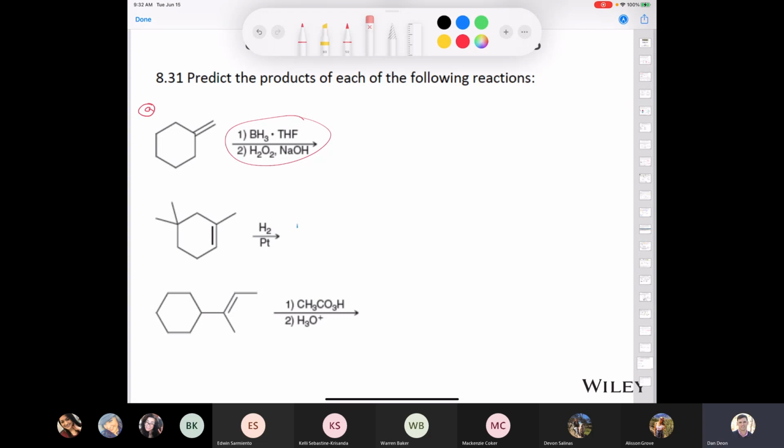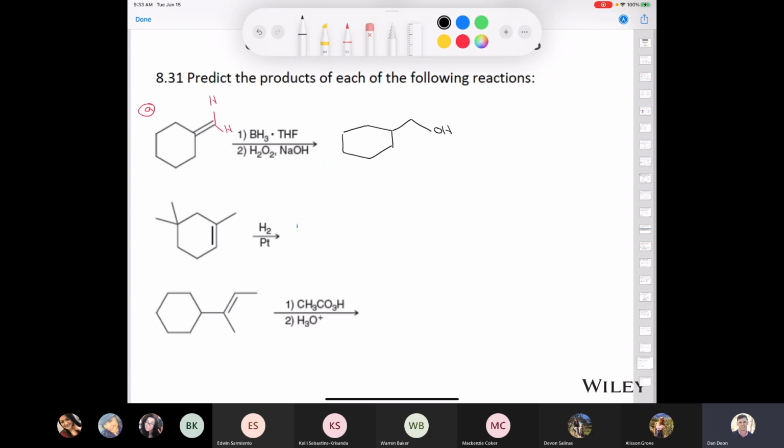Yeah, absolutely. It's anti-Markovnikov. So instead of the rich getting richer, the rich are actually going to take the hydroxyl. So this carbon has 2 hydrogens. This one has no hydrogens. And so this carbon that I have the red circle around is the one that's going to take the hydroxyl. And so our final product will look something like this, where we have this carbon and we have our hydroxyl group here.